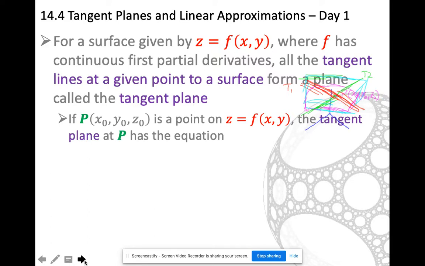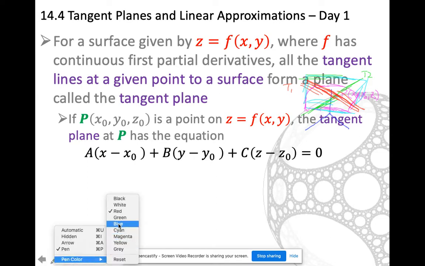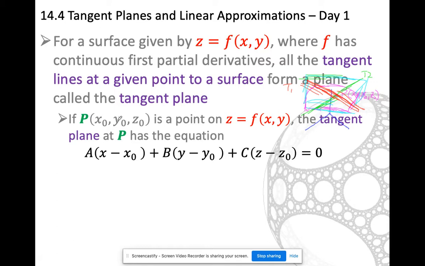But if that point is a point on the surface, x naught, y naught, z naught is a point on the surface created by plugging in the domain x's and y's into a function and generating the z value, the tangent plane has an equation. Now, you know what equations of planes look like. That's not that useful to us. That's in general. Now, notice I did put the point of tangency in there. Right? x sub naught, y sub naught, and z sub naught is the coordinates of the point of tangency.